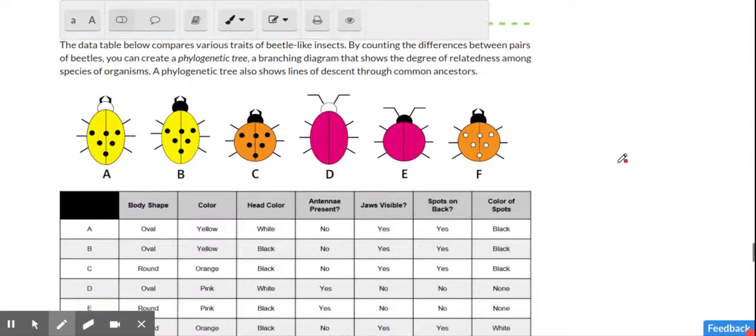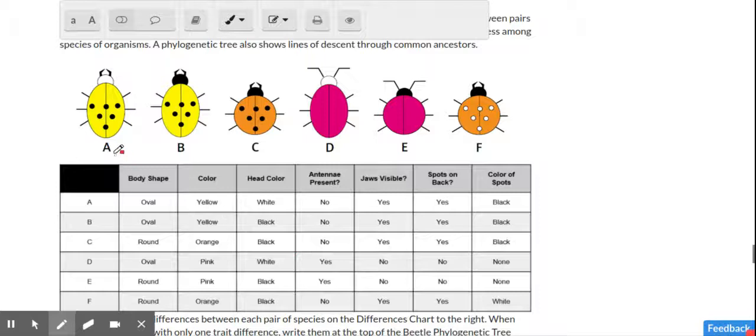We can see, looking at the first line, A, several things about it. It's oval, it's yellow, its head color is white, it has no antenna present, it has jaws visible, yes, there are spots on the back, and the color of the spots are black. We can see from the other animals, B, C, D, E, and F, that not all of them are the same. But let's compare A to B.